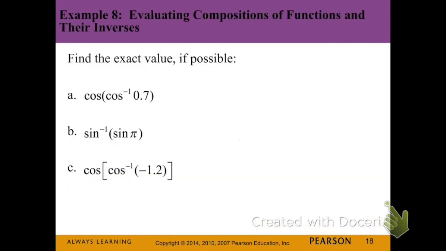In example 8, we're going to practice that. So for A, we have cosine inverse of 0.07. If I look back to my last slide, 0.07 is in my interval that's allowed. It was -1 to 1. So my answer here is just going to be 0.07.